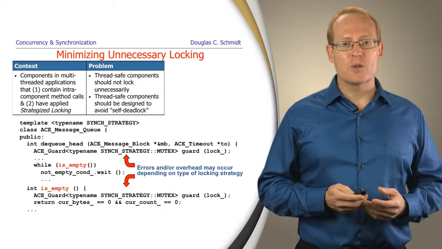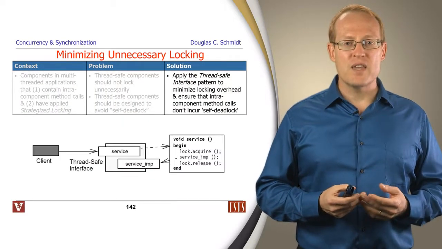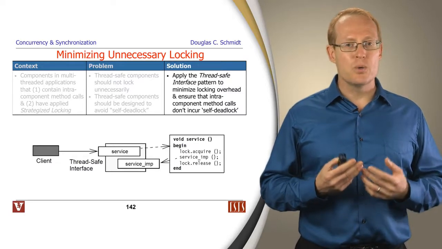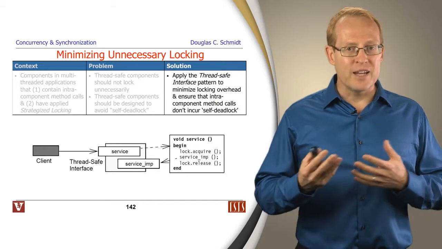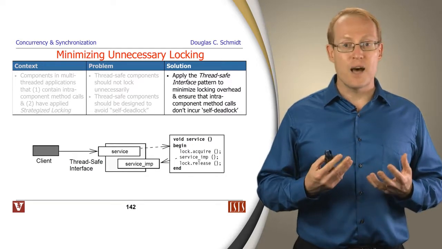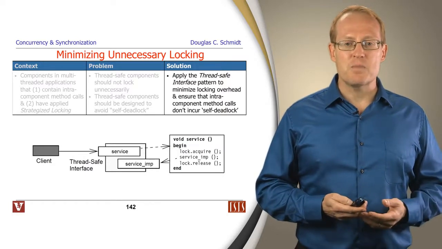So how can we avoid this particular problem? Well, we'll apply another pattern. This is called the thread-safe interface pattern. And this pattern is used to minimize unnecessary locking and ensure that intra-component or object method calls don't end up incurring self-deadlock. So let's talk a little bit about how this pattern works.